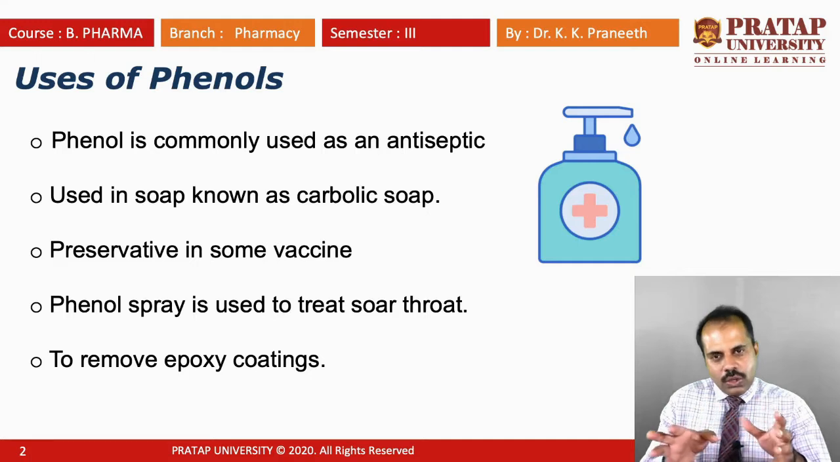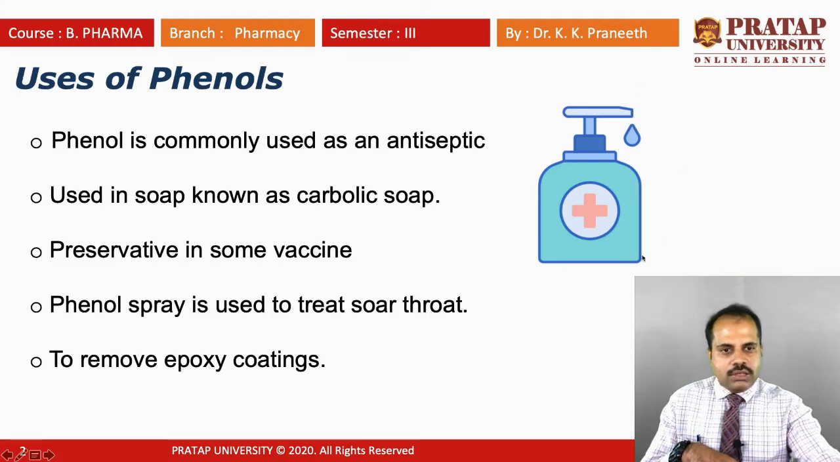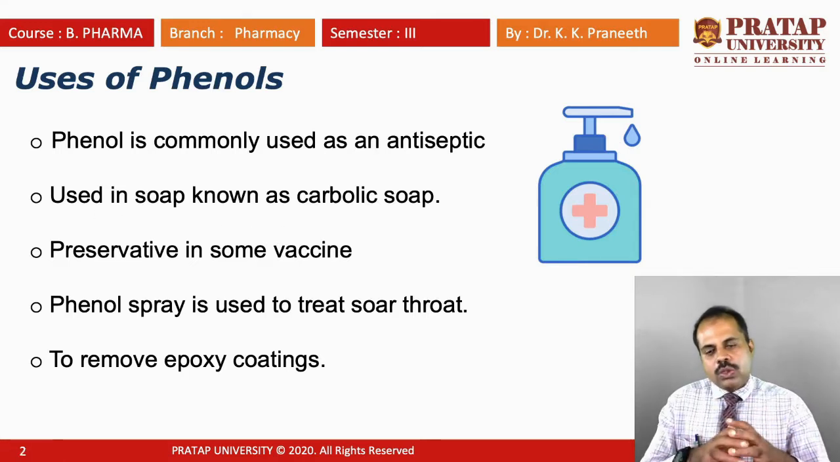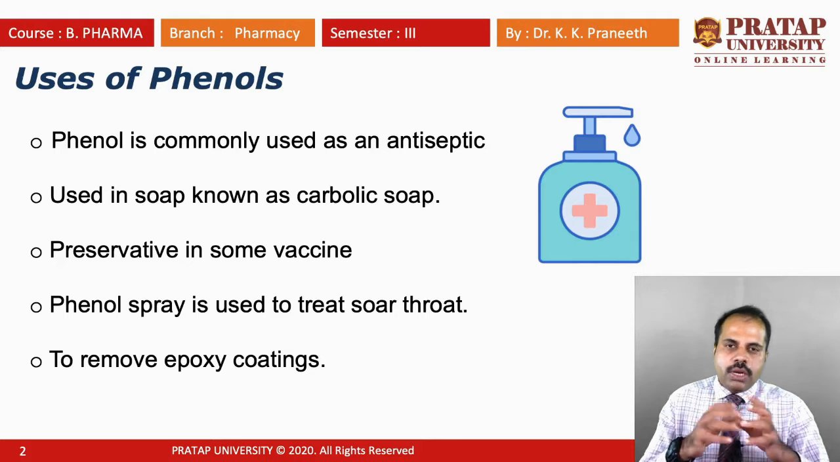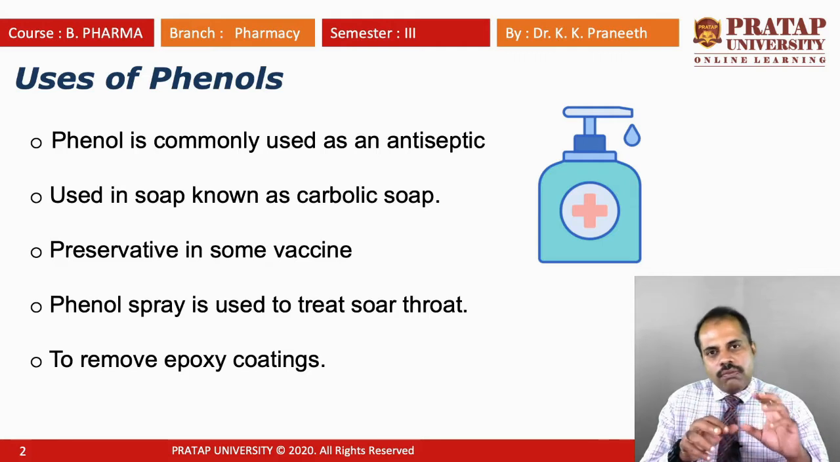For example, Dettol and other companies use it for hand wash and other things as an antiseptic. So this phenol is commonly used. It is used in soaps because it has this antiseptic property. The soap name is carbolic soap. It is used as an antiseptic soap, and it has a strong preservative nature. So this can be used for preserving some vaccines throughout the world.